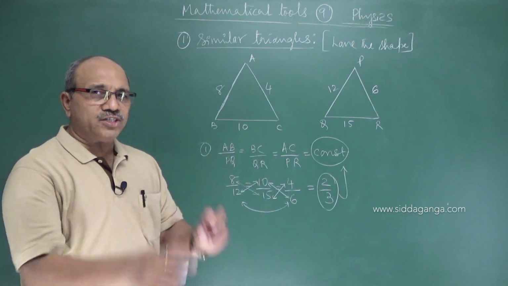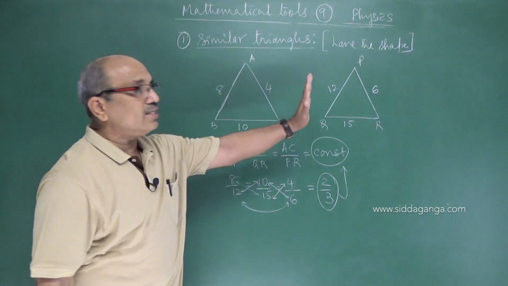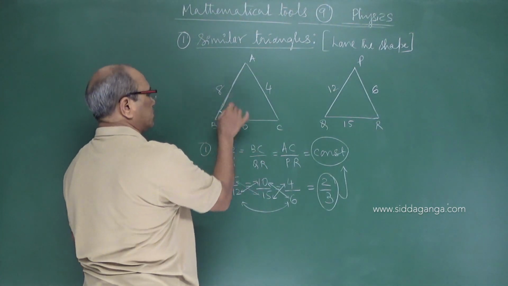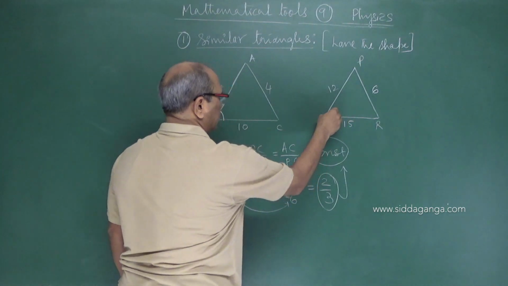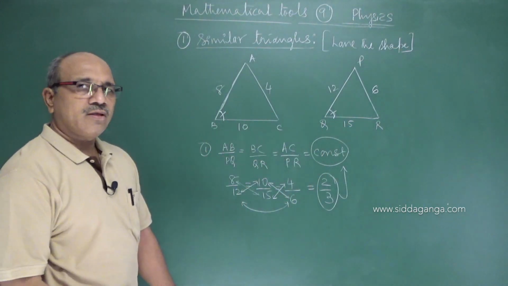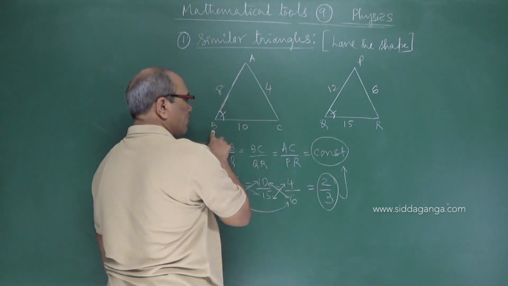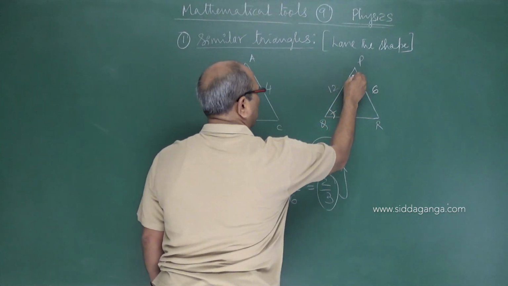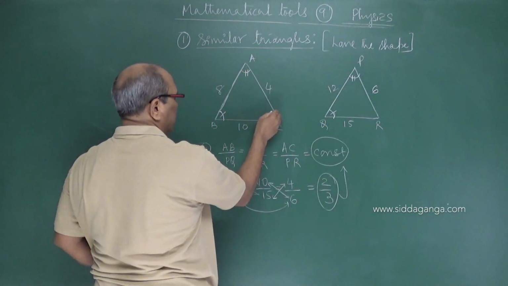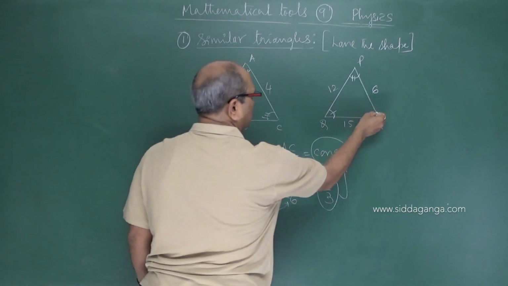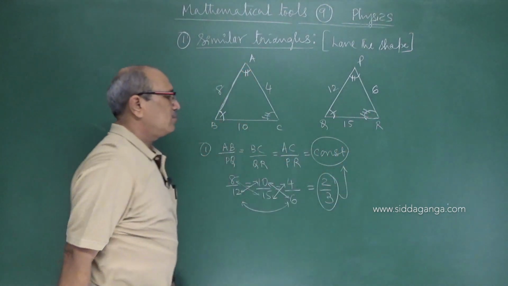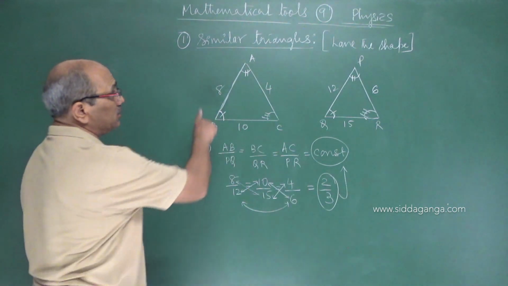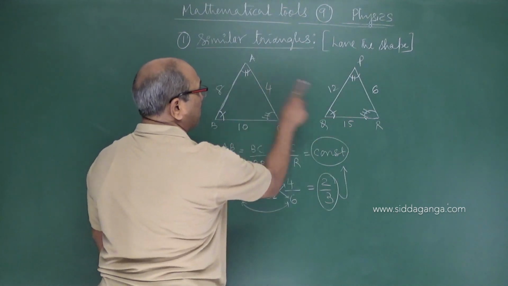Any pair, if you take that ratio, proportionately remains the same. And further, these measured angles must be the same. Angle B must be equal to angle Q, and angle A must be equal to angle P, and this angle C must be equal to this. So then we say two triangles are similar because here three sides are proportionately matched.